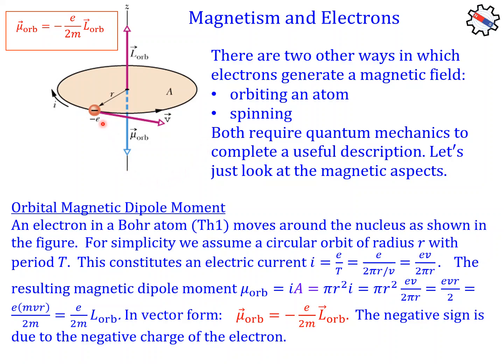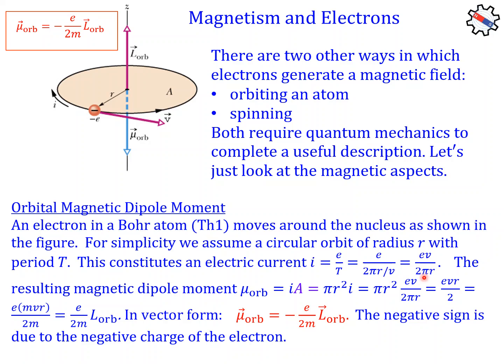If we consider the Bohr atom, an electron orbiting a positive nucleus from theme 1, it is a simplified description of an atom as we concluded in that theme, but it's useful here. We can talk of an electric current, e over t, the time period. The time period is the circumference divided by the speed.